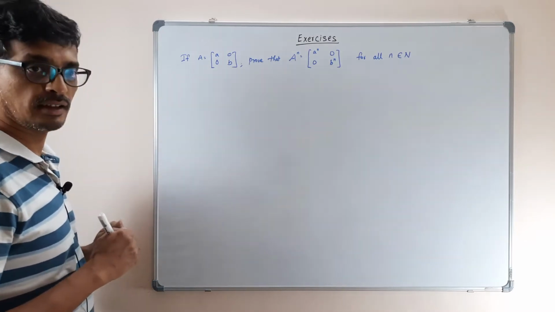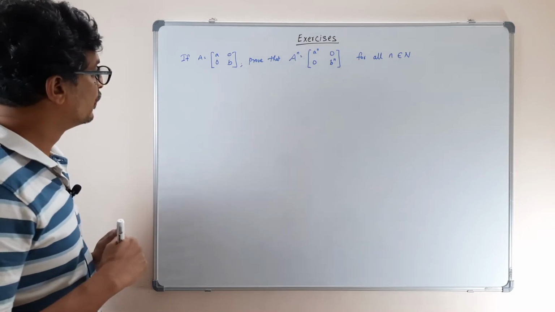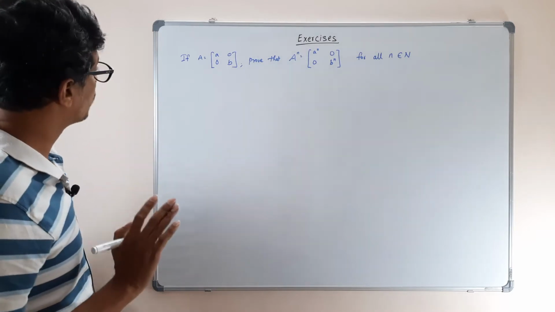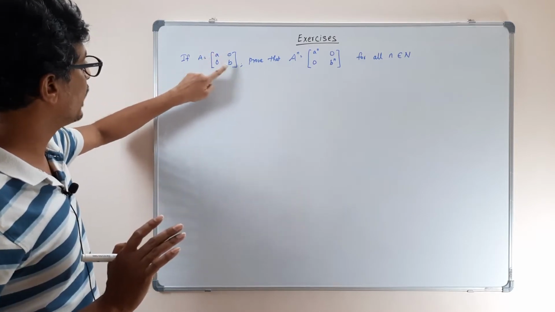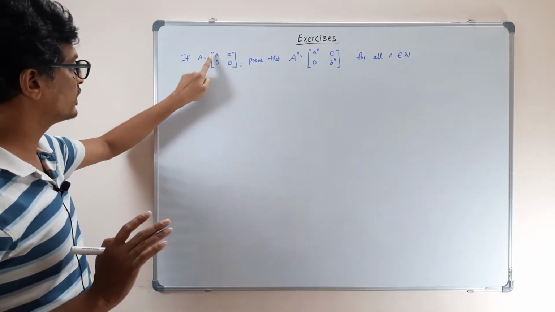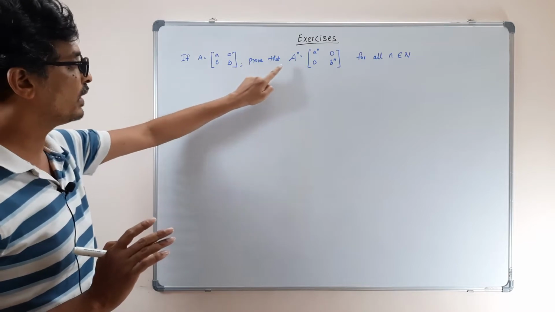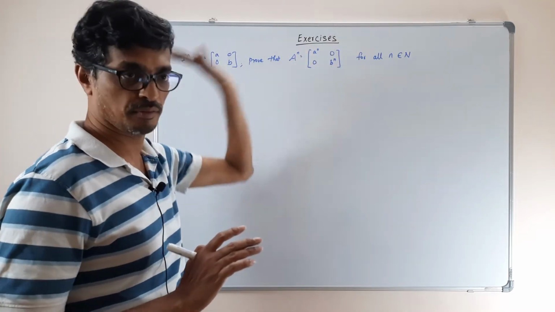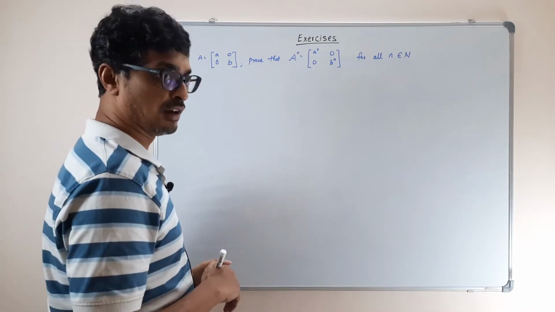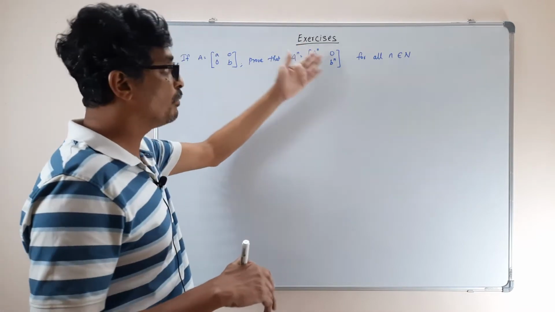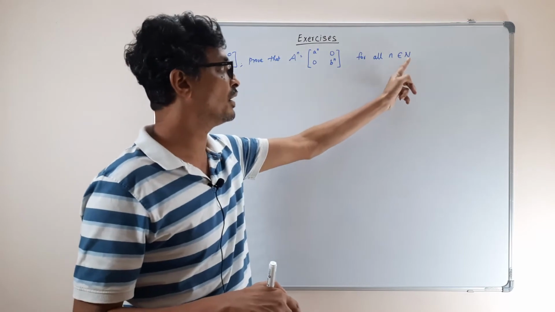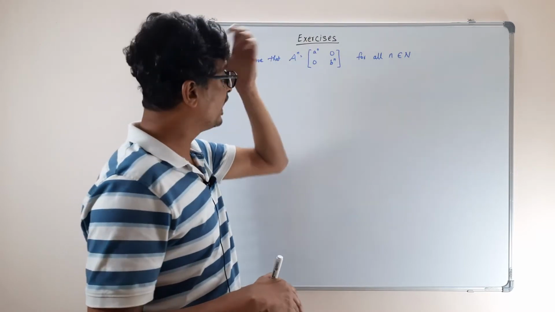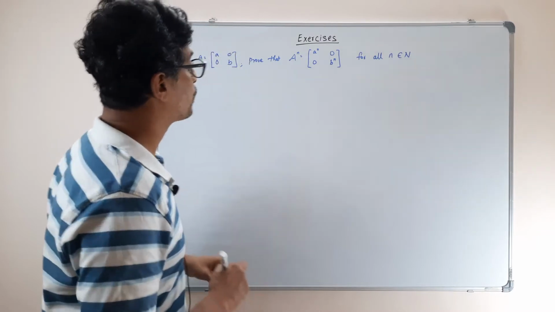This is an interesting problem. We have to solve this problem in a slightly tricky way. What is given? A is a 2 cross 2 matrix, A 0 0 B. Prove that A power n equals A power n 0 0 B power n. So you have to prove it. We don't know what n can be; it is an element of natural numbers. It can be any natural number. So now we have to prove it.